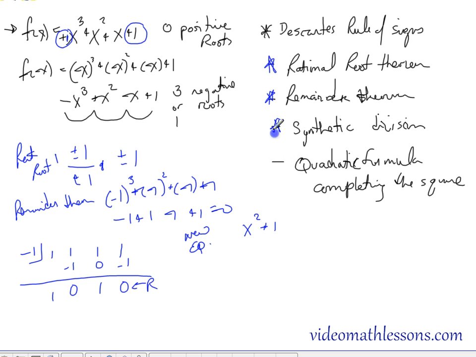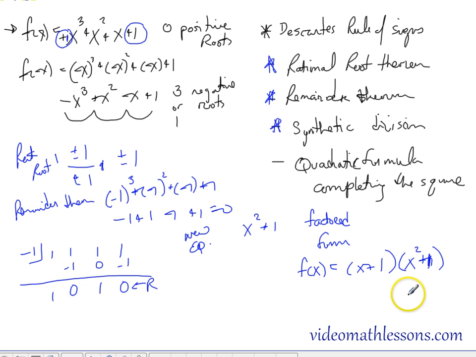So synthetic division, done. Well, if they actually said, can you write this in factored form? My original function would look like this: f of x equals, well, I already did x minus, I got the negative 1 here. So if I put that back in the parentheses, it would be x plus 1. And then I got this x squared plus 1. So that would be factored form.